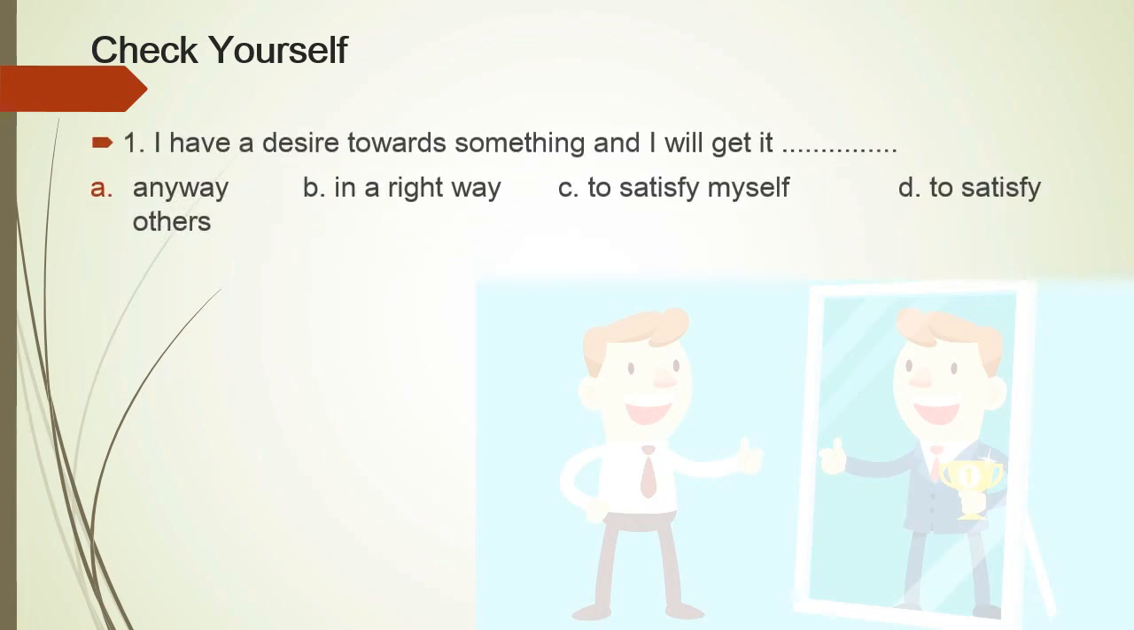The question is, I have a desire towards something and I will get it dash. Option A, anyway. Option B, in a right way. Option C, to satisfy myself. Option D, to satisfy others. You may guess your answer. There is nothing right or wrong, just a thought that is within you.